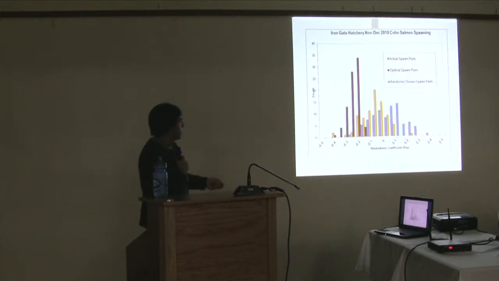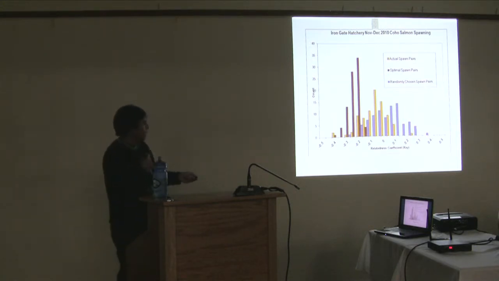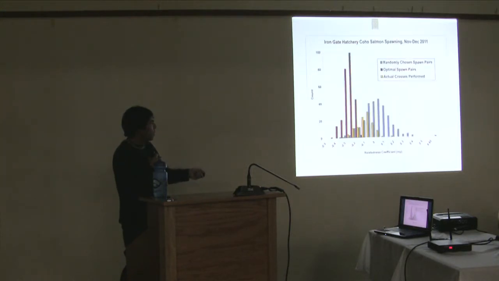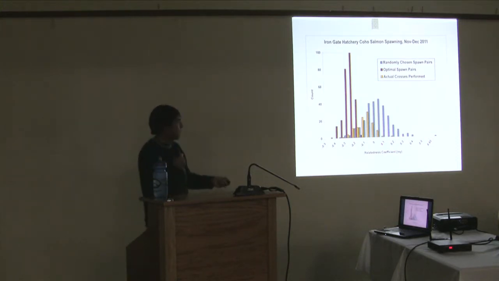And so, as Morgan pointed out, we've done that now for 2 years at Iron Gate with the Coho stock and have substantially reduced the number of inbred matings. And in fact, Morgan already showed you this. I'll just show you the one for 2010. And again, no matings above the half-sibling level using this technique, and a dramatic reduction in inbred matings. Most of the matings are actually between individuals that are believed to be as unrelated as you can get.